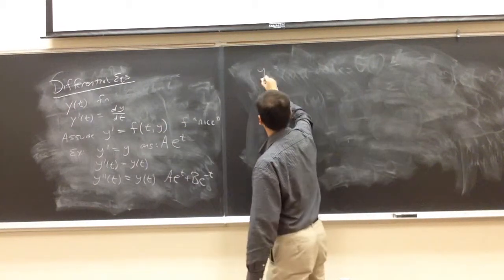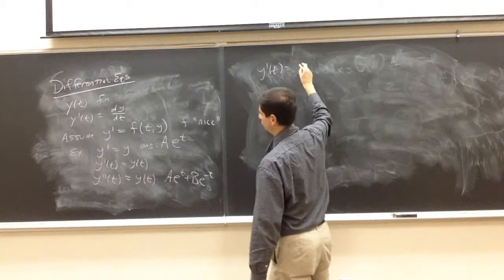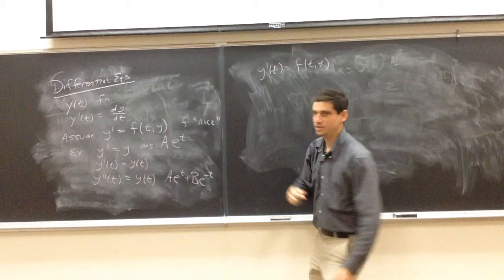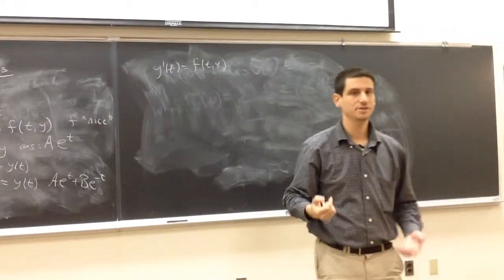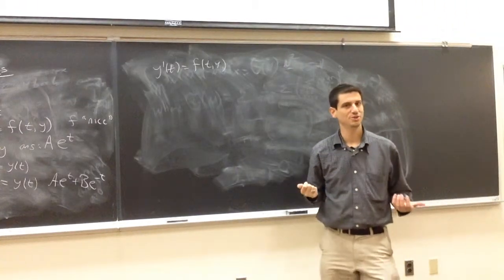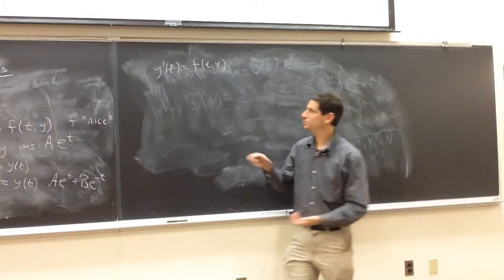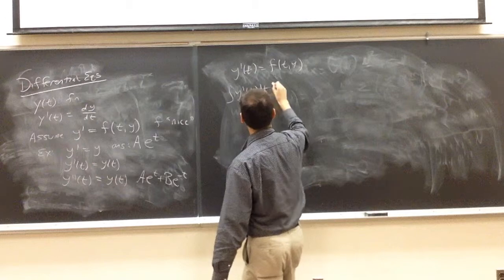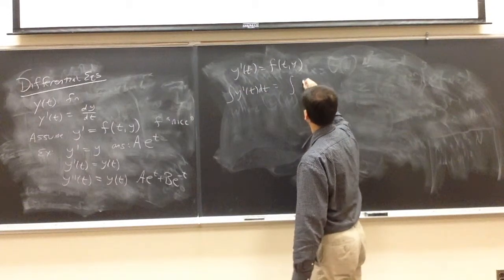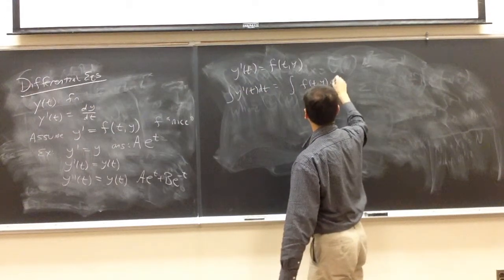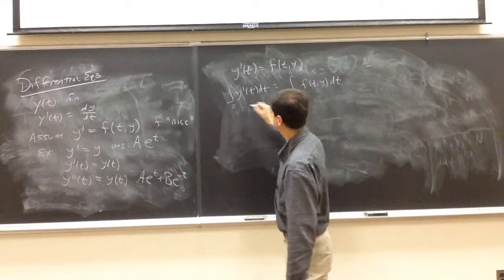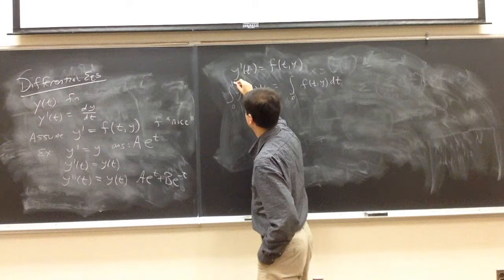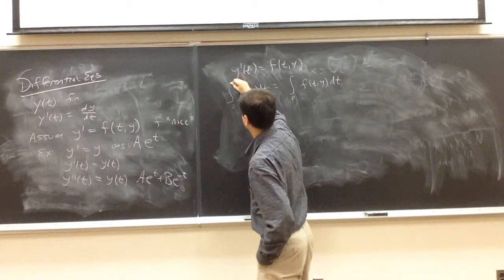So if we have y prime of t equals f of t, y, this is screaming at you to do something, right? What is this screaming at you to do? Integrate both sides with respect to t. So the integral of y prime of t dt equals the integral of f of t, y dt. And let's say we integrate both sides from 0 to maybe some number tau.